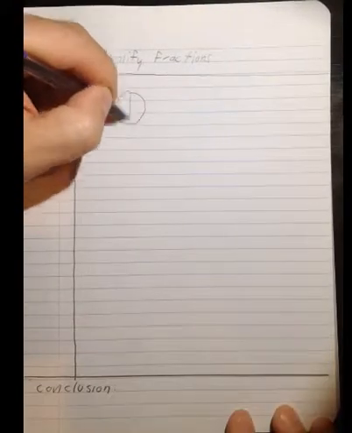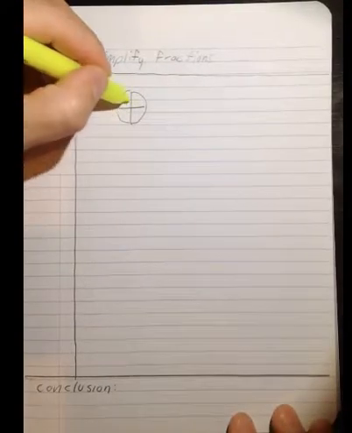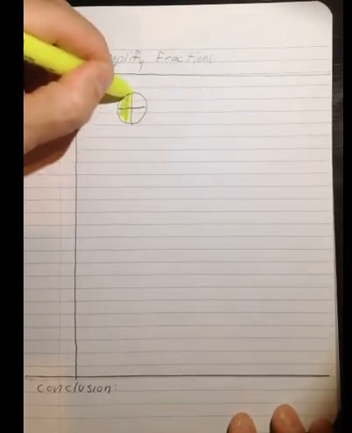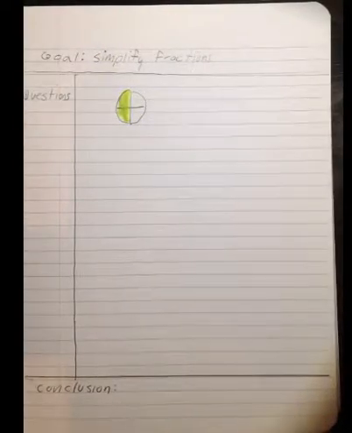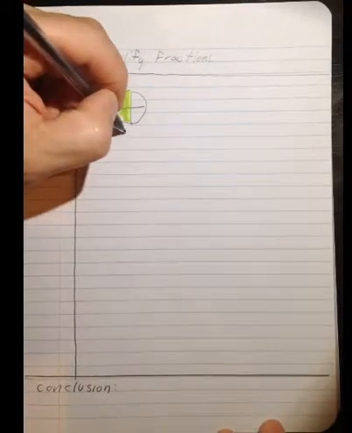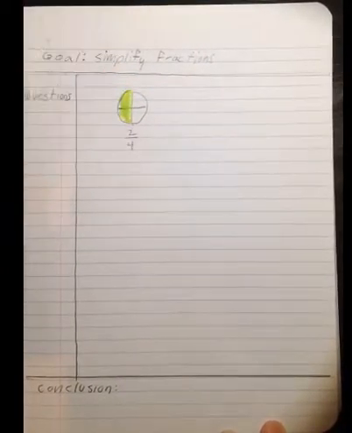Go ahead and draw a circle and cut it into 4 equal parts. Shade 2 of those parts, doesn't have to be yellow, and then write down what fraction that represents. It's the fraction 2/4.